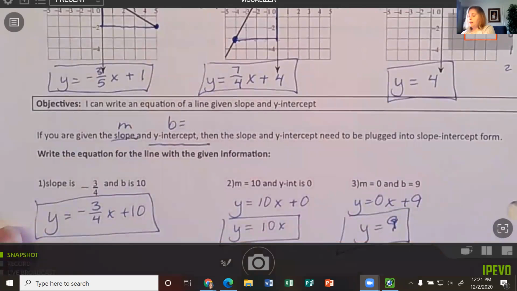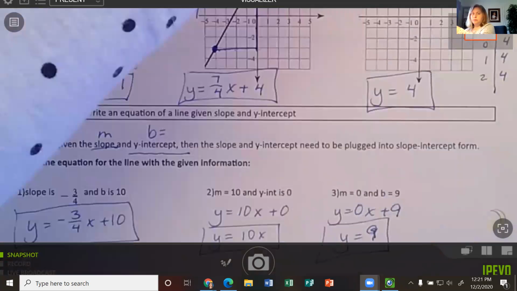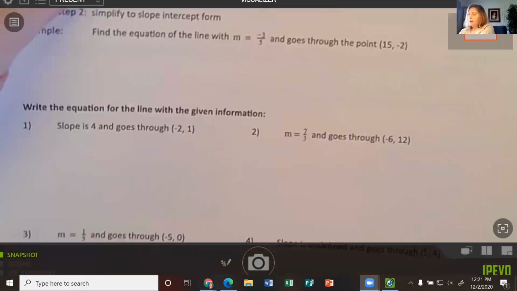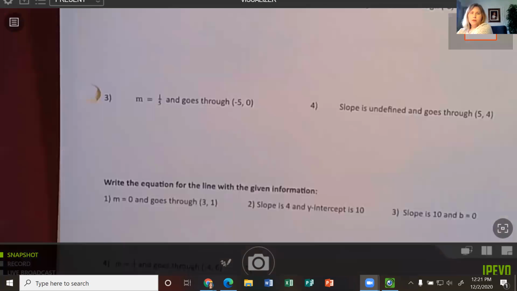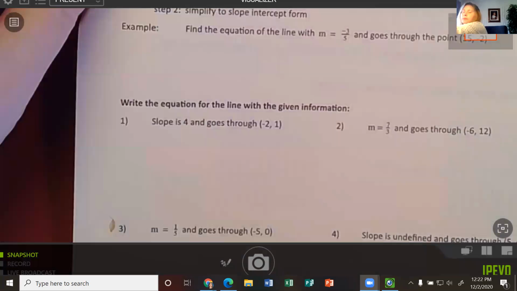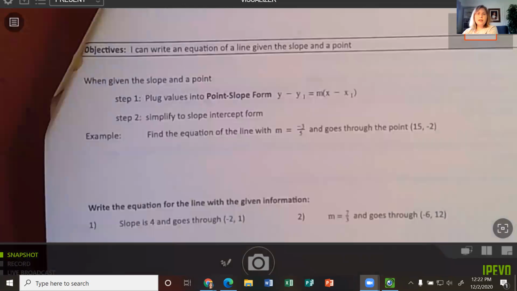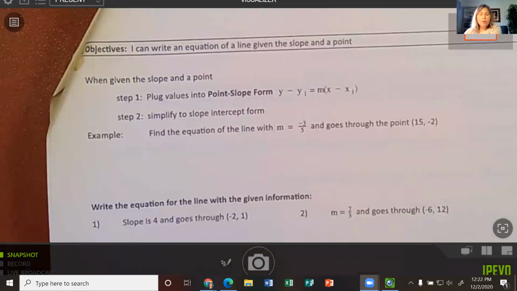Okay, let's go ahead and turn the page. The next objective is, let me adjust the camera. I can write an equation of a line given the slope and a point.